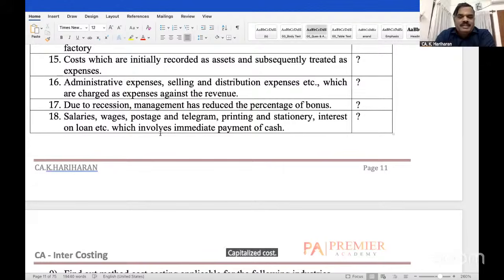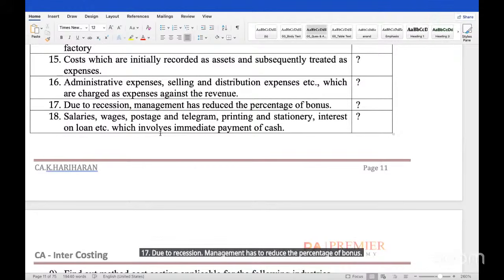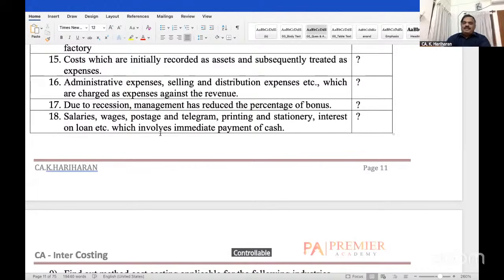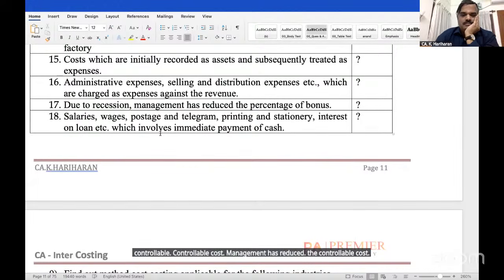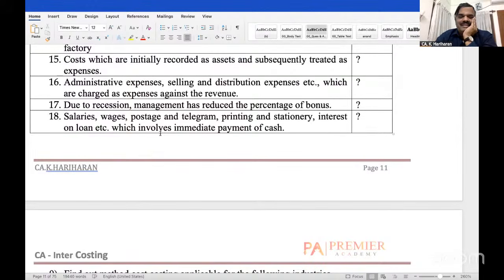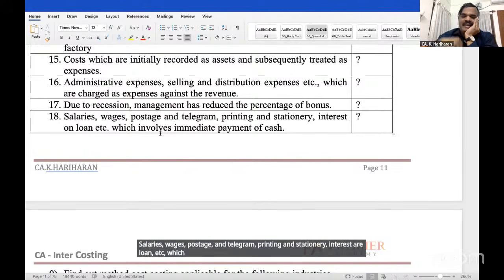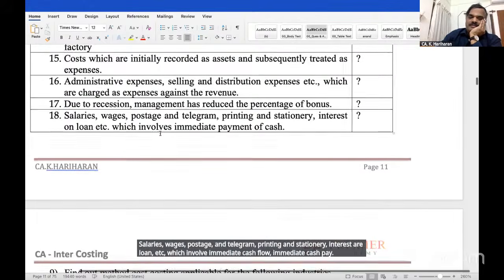Due to recession, management has to reduce the percentage of bonus. Controllable cost. Management has reduced the controllable cost. Salaries, wages, postage and telegram, printing and stationery, interest on loan, etc., which involve immediate cash outflow.